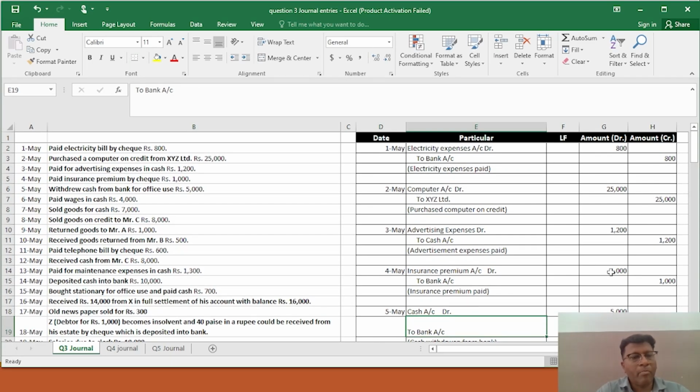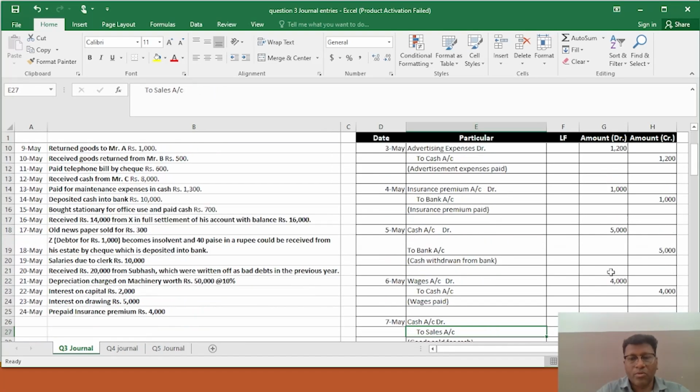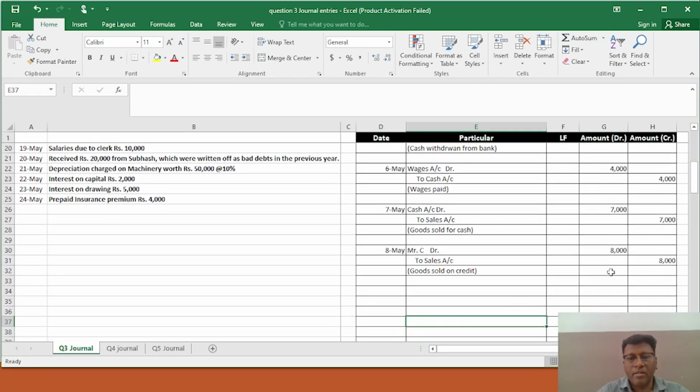And on 9th May, you see that return goods to Mr. A. So this is the case of return. Mr. A is a party. You are going to make the return to Mr. A, right? So on May 9, Mr. A would be debited.